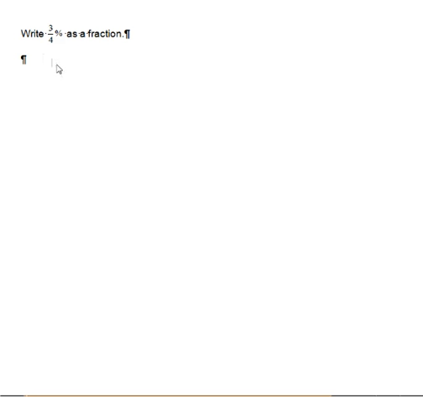In this lesson, we will demonstrate how to write a fractional percent as a fraction. But before we examine this problem, let's look at an easier example. Let's review how to write 40% as a fraction.